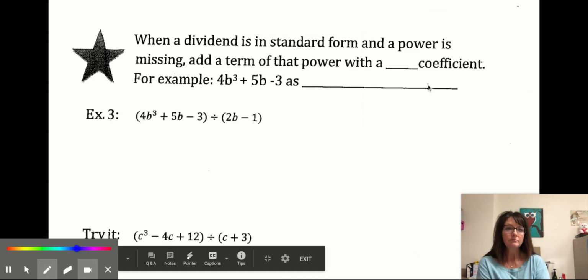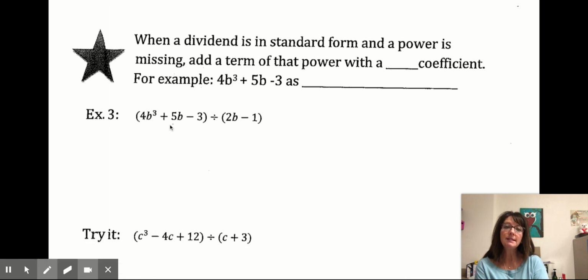All right, so the only other thing we have to understand is if it's in standard form, which our dividend usually is, and there is a power missing, we need to add a term of that power with a zero coefficient like a placeholder. For example, remember we talk about standard form, descending order of the variable? We have b cubed going straight to b to the first power. We're missing b squared. So we want to rewrite this as b cubed plus 0b squared plus 5b minus 3.